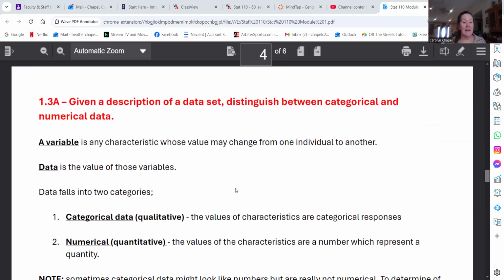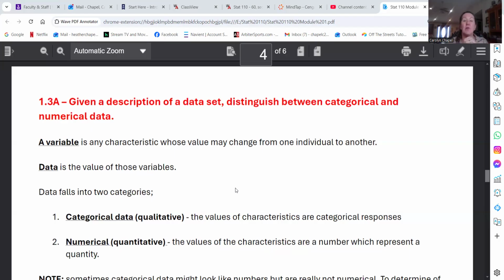Now, when we have data that falls into a number of categories, and we want to be able to understand the data, and data is the measurements we're taking or the pieces of information that we're taking, they're going to fall into categories, and how we study them will be different based on the type of data that we have. So first of all, a variable is a characteristic that may change from one thing to another.